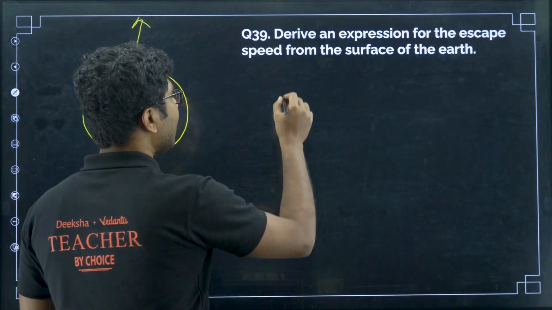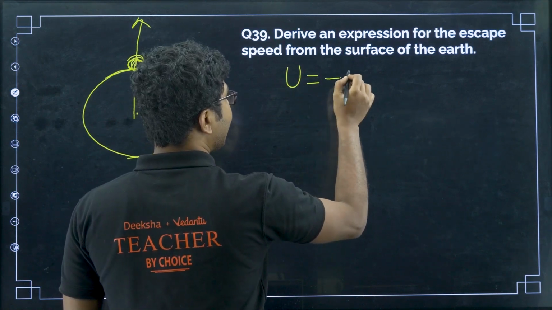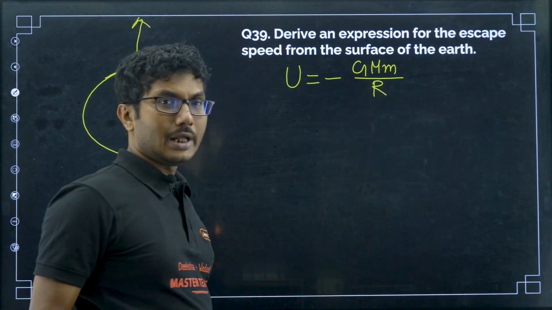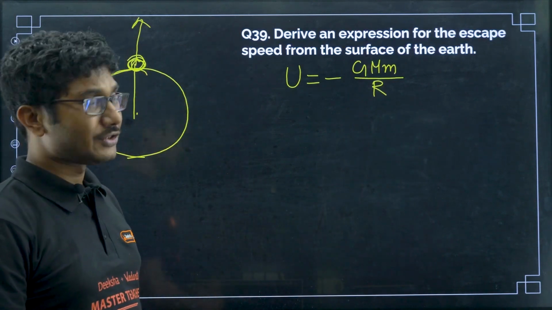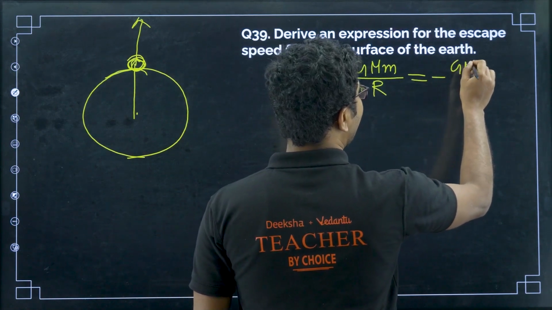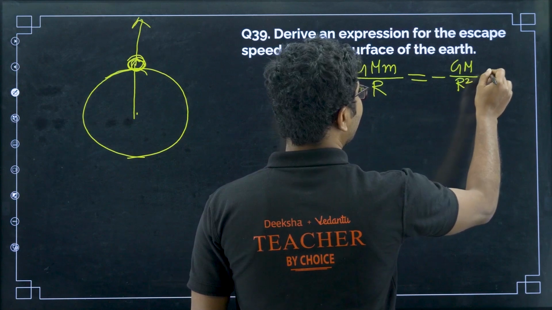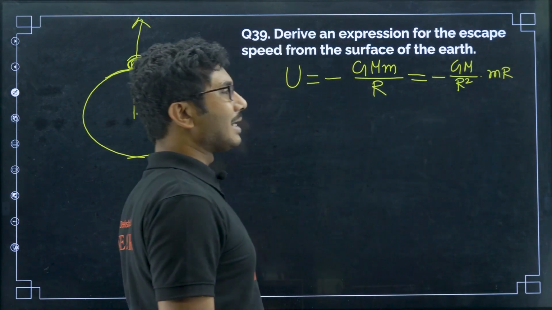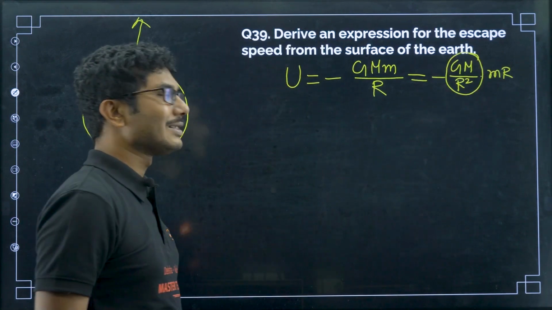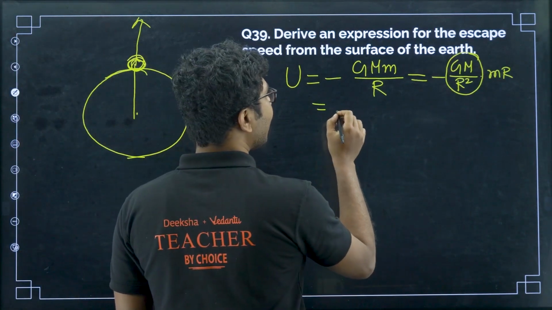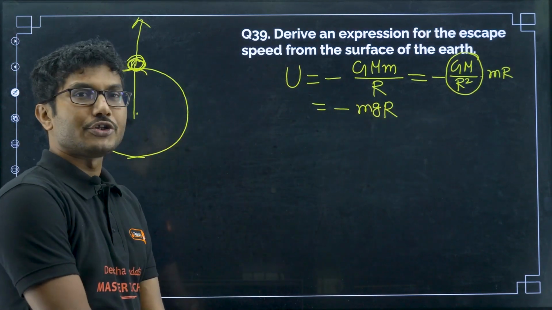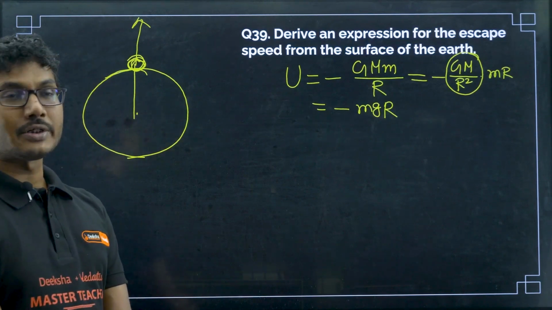The potential energy is minus GMm by R. GMm by R is the formula for potential energy. Now you can rewrite this as minus GM by R square into m into R. So we have multiplied and divided by capital R. Now why have we done that? Because we know that GM by R square is a constant, and this constant is nothing but the acceleration due to gravity. So you can write this as mgR. This is the potential energy on the surface of the earth.